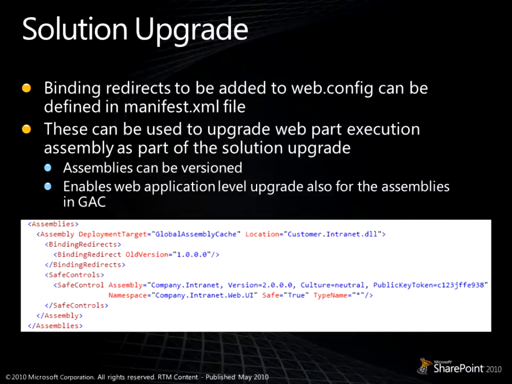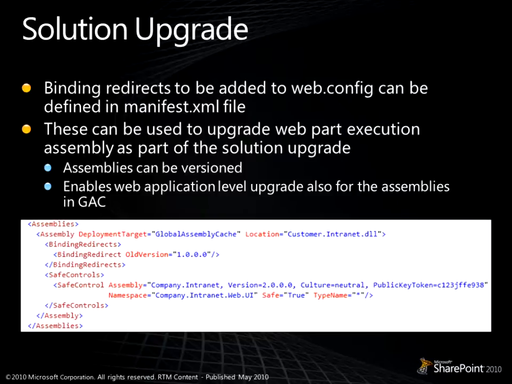Solution upgrade was already supported in the 2007 version, but a full application lifecycle process was difficult to establish. In 2010 we have more extensive support to handle these updates between different versions of our customizations. One of the nice improvements is that the solution manifest now supports adding a binding redirect to the web configuration file. This way the assembly version numbers can actually be used for assembly versioning.